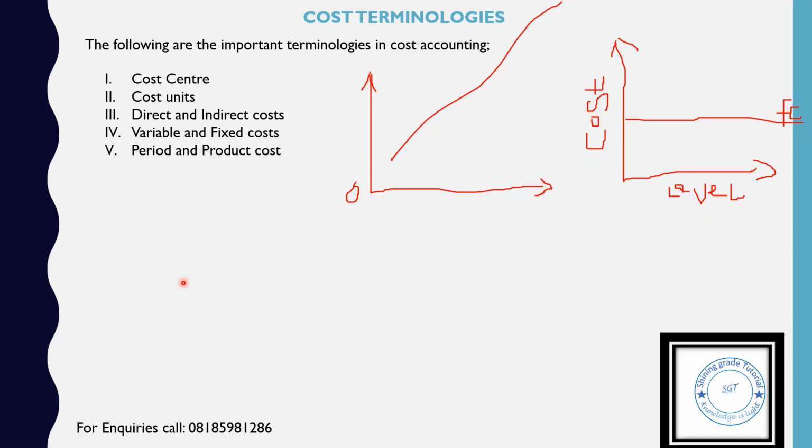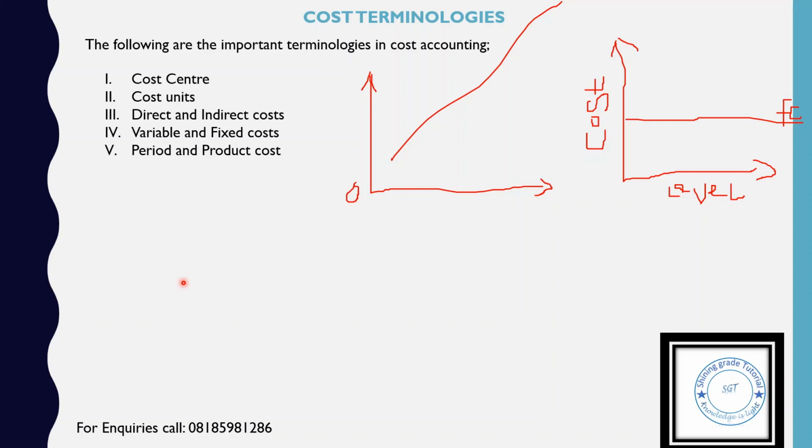For period cost, they are charged to the profit and loss in the period in which they are incurred, and they are not part of any activity or product during the period. So in valuing the product or inventory during the period, we are not to include them. Once they are incurred, you just have to charge them directly to the profit and loss. Examples might be administrative costs, distribution costs, selling and distribution costs, and so on.